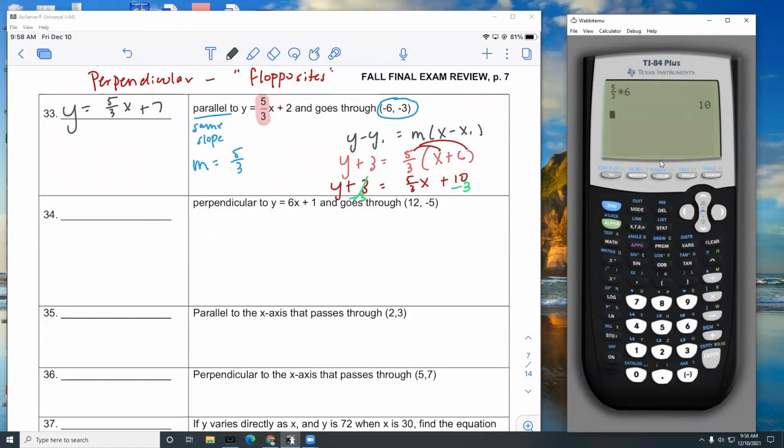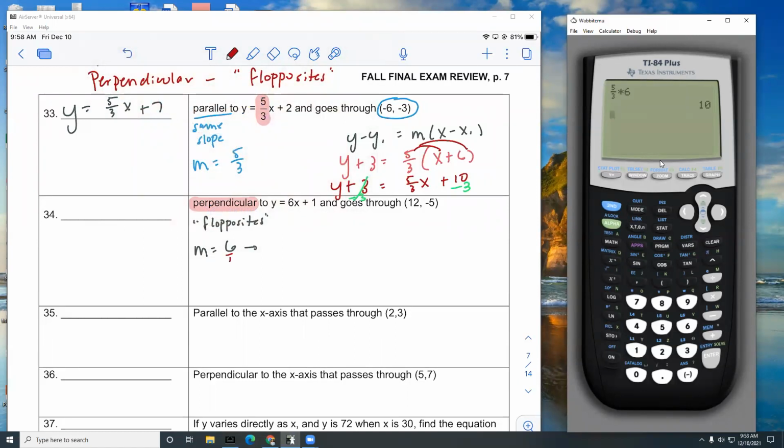All right. So for number 34, we want it perpendicular to y equals 6x plus 1 and goes through the point 12, -5. Now, the key word here is perpendicular. Perpendicular is that flopposites. So I take the slope that they give me. The slope that they give me is 6. In order to find the flopposite, the first thing that I do is I flip the fraction.